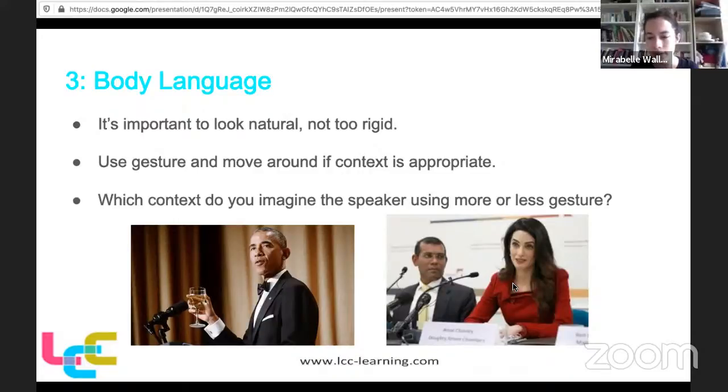So that's a different sort of context. Do you think she's gesticulating a lot, waving her arms around, sort of waving to the jury, maybe waving to the judge? I mean, maybe she is. But probably if the context is more formal, like a court of law, you would use less gesture. So the more animated you are depends on the formality of the context. Okay.